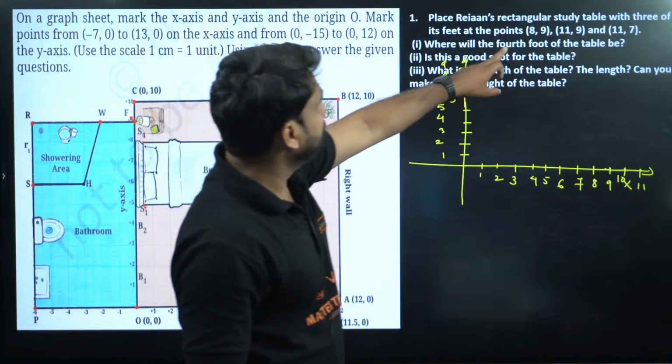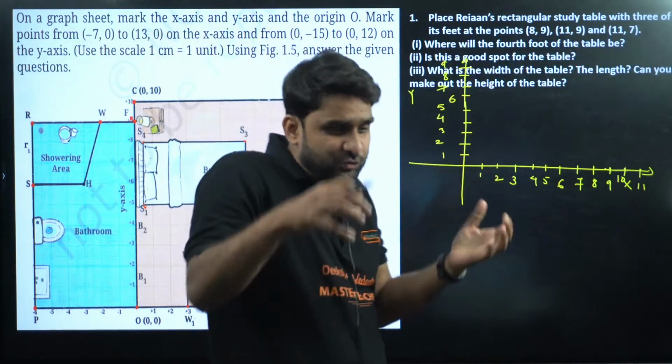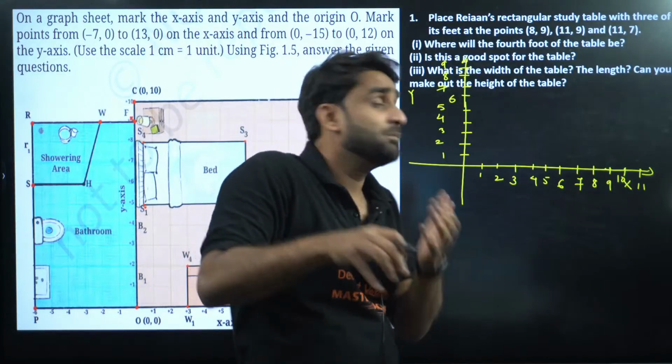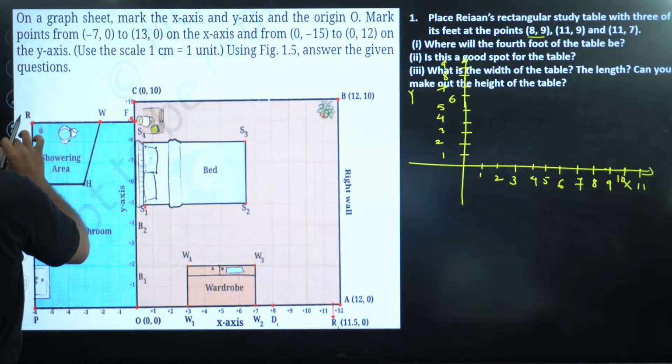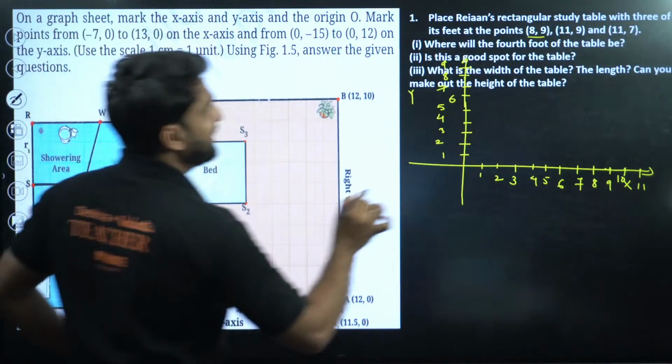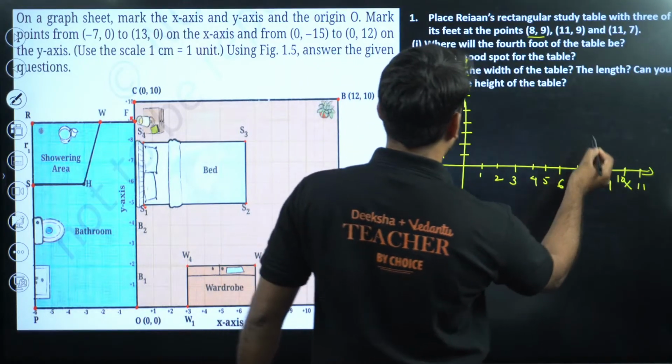If you look, these are the 3 feet points on which we have to place the study table. So what is the first coordinate? The first coordinate is 8, 9. So what will be the position of 8, 9? X coordinate is 8, y coordinate is 9.